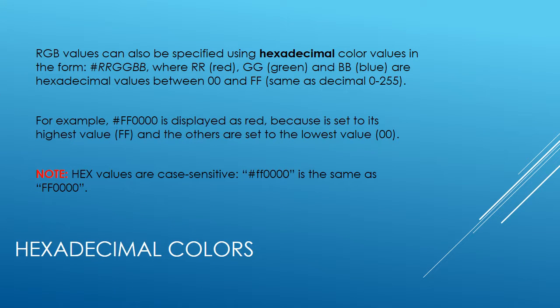RGB values can also be specified using hexadecimal color values in the form #RRGGBB, where RR, red, GG, green, and BB, blue, are hexadecimal values between 00 and FF, same as decimal 0 to 255. For example, #FF0000 is displayed as red, because red is set to its highest value, FF, and the others are set to the lowest value, 00.